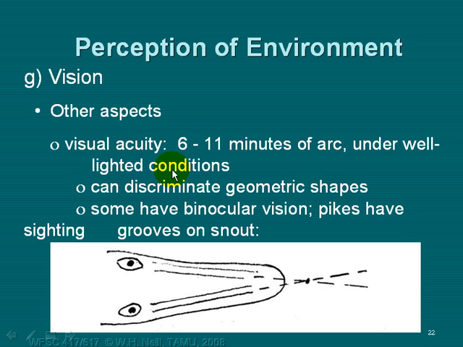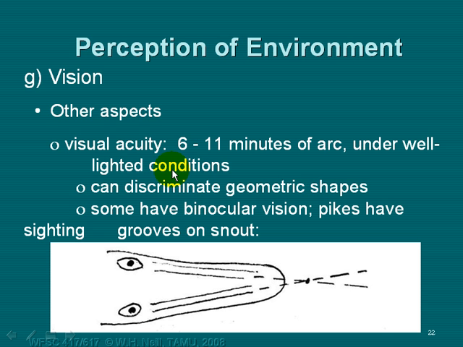But if the angle is less than 6 or 11 minutes, then it looks like just one blurred wide mark. That's what the idea of acuity is. And, of course, it depends on how well lighted. That's under well-lighted conditions. Is that making sense? I see Zoe sort of squinting her eyes there.